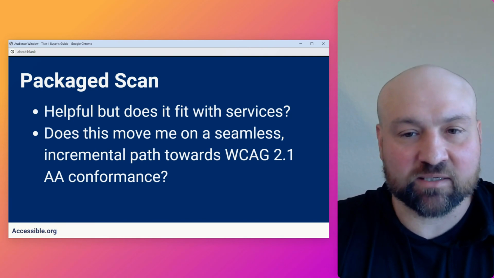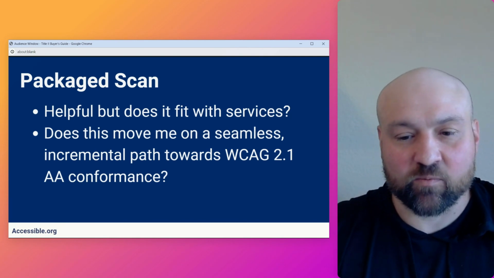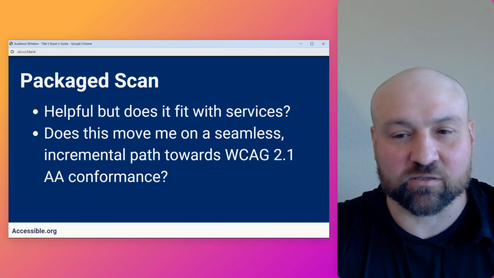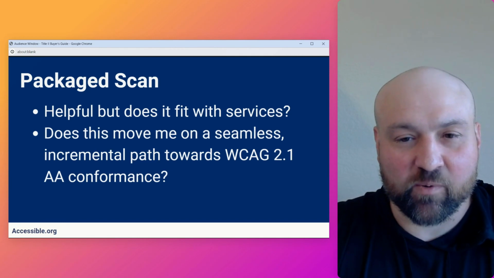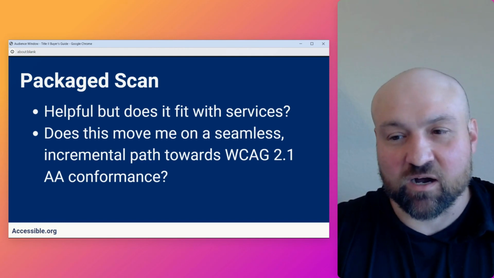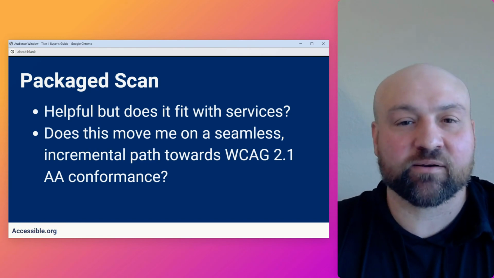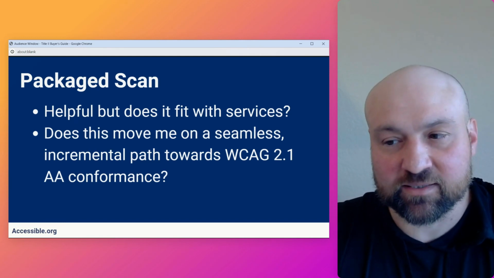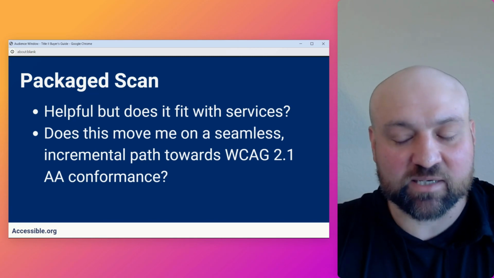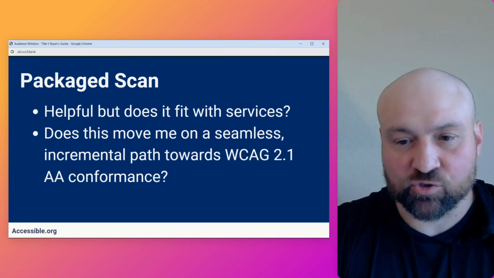Well, that's going to mess up the audit, because the auditor needs the website to stay static while they are going through it and finding accessibility issues. Also, if we have a remediation service, how are we using the scan? Are we fixing things ourselves? Are they fixing things at the same time? My point here is this is a jumbled process and it doesn't make any sense. So again, we go back to this question: does this move me on a seamless incremental path towards WCAG 2.1 AA conformance?